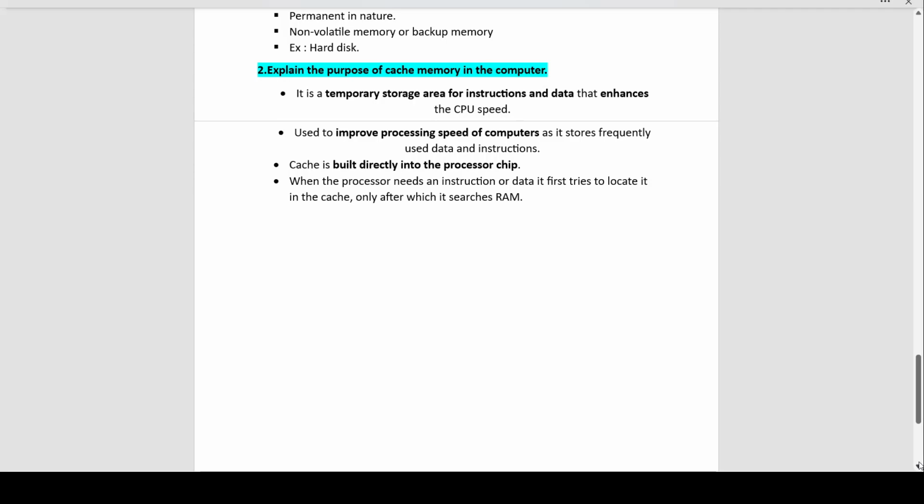So with this, we have come to the end of your exercise of chapter 2, memory units of computer.